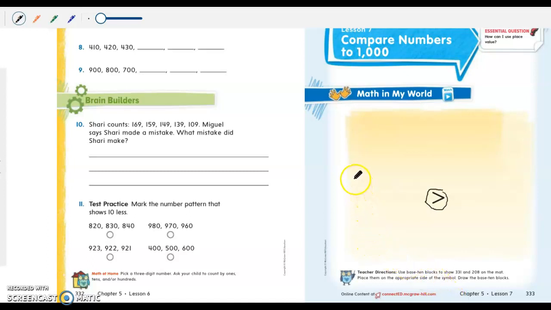So the hundreds place would be a square. That's 100. Okay, so we said 331 is greater than 208. So we will draw the number of hundreds. So we have 3 hundreds. Going to draw those hundreds. And then the next we will do our tens. We have 3 tens.